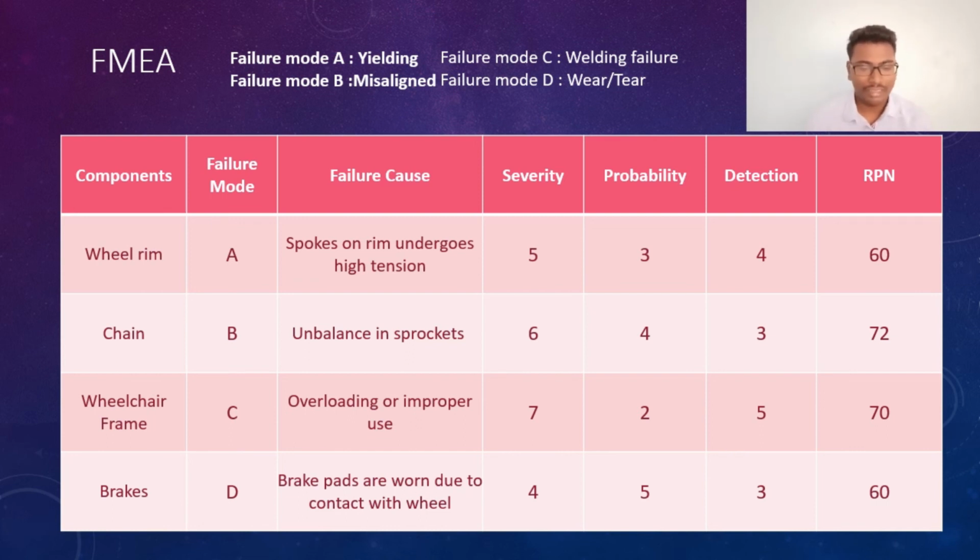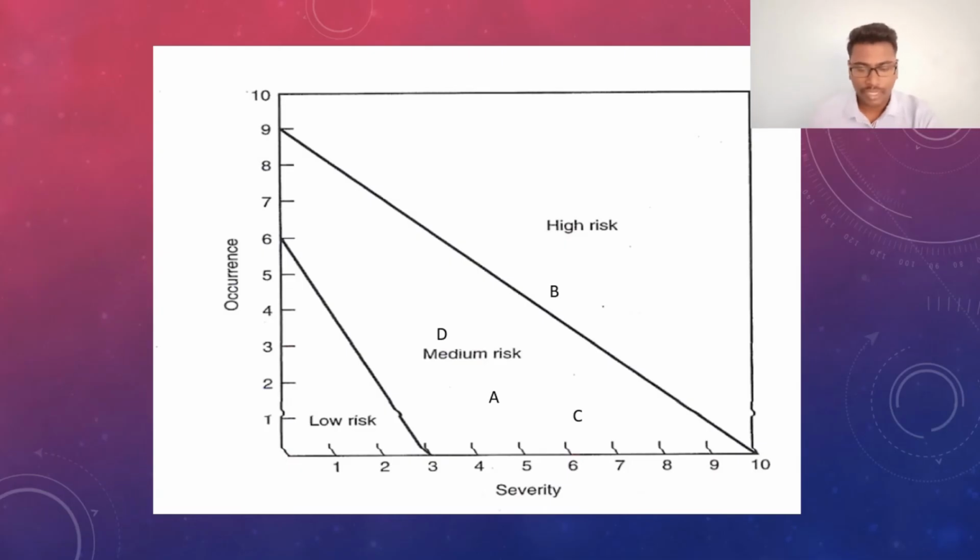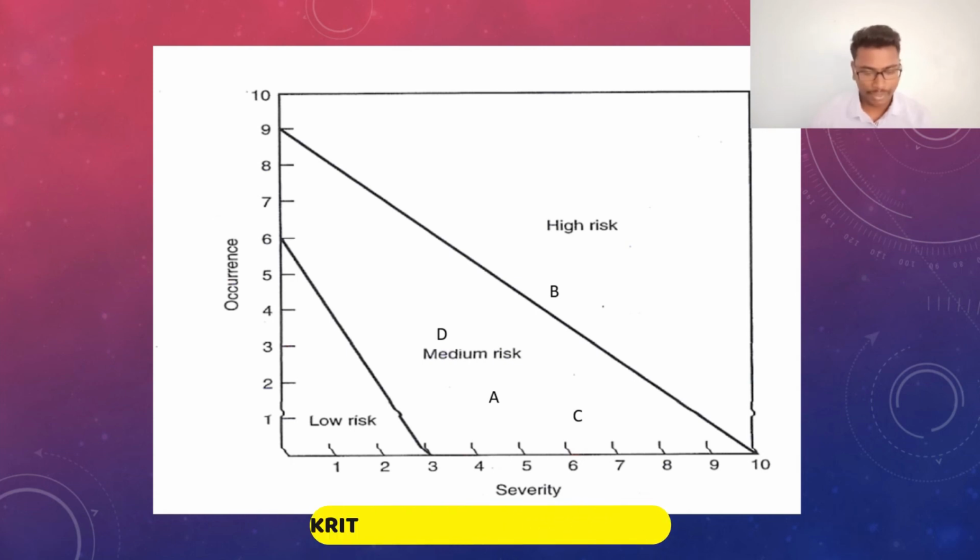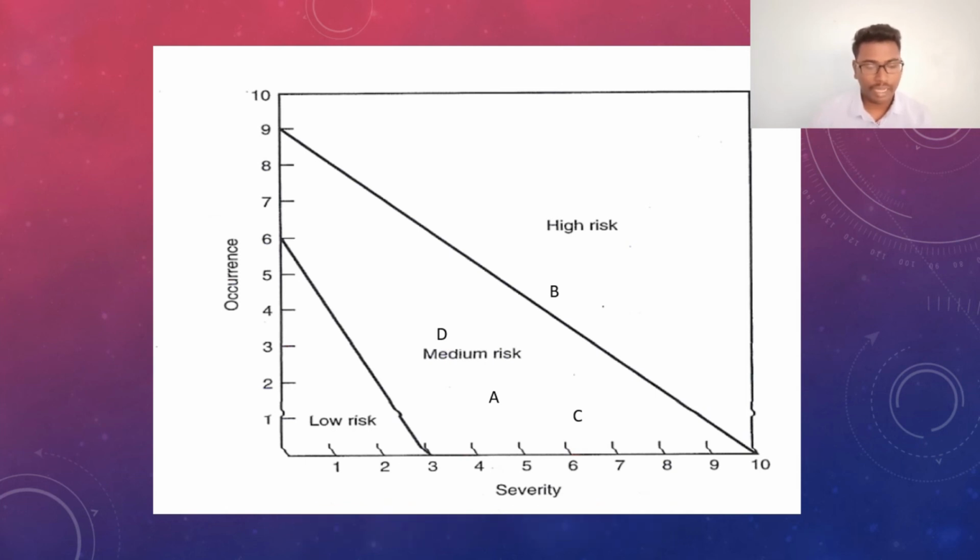Next, the chain may undergo unbalance in sprockets, which will give the RPN value to be 72. Next, the wheelchair component might undergo overloading or improper use, which will create an RPN value of 70. Next, for the brakes, the brake pads are worn due to contact with wheels, which will give RPN of 60. So based on the RPN value, we can conclude that the components of D, A and C will be at medium risk, whereas the chain, which is component B, will be in high risk zone.